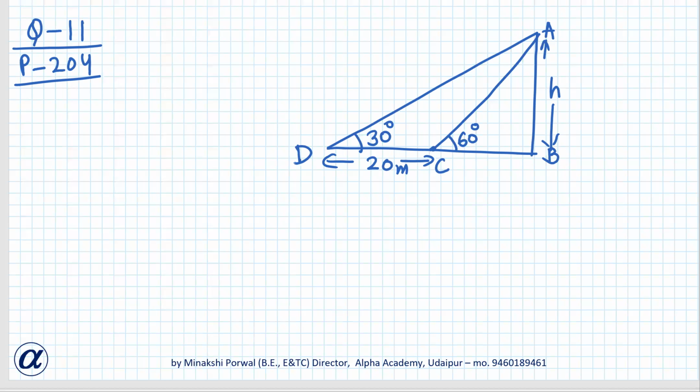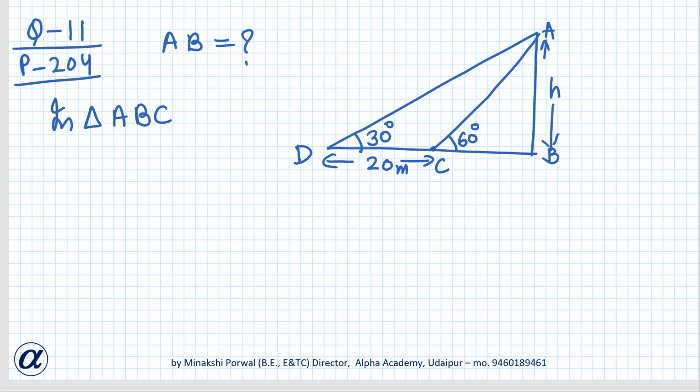So we have to find the height of the tower and the width of the canal. So we have to find AB. For finding AB, AB is the height of the tower. So first of all, we'll put in triangle ABC.